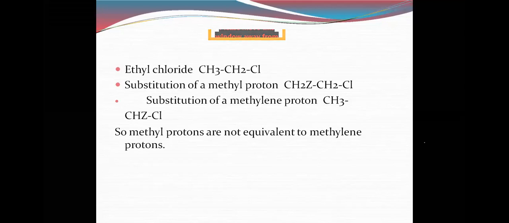If the substitution of Z takes place on the methyl proton, or on the methylene proton, then the chemical environment of the methylene protons is not equal to that of the methyl protons. If you put a substituent Z in the methyl group or methylene group, the chemical environment will change, so the chemical shift will change, because we are putting the group at different positions. So the NMR spectrum will be different from ethyl chloride. That is the point.